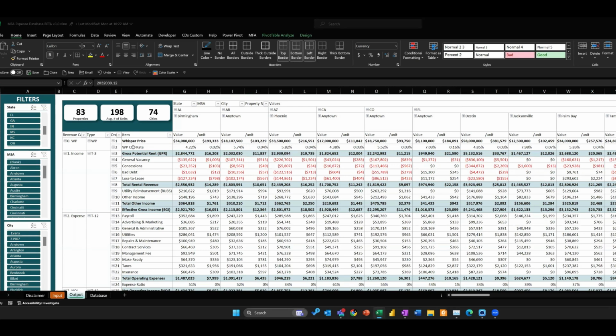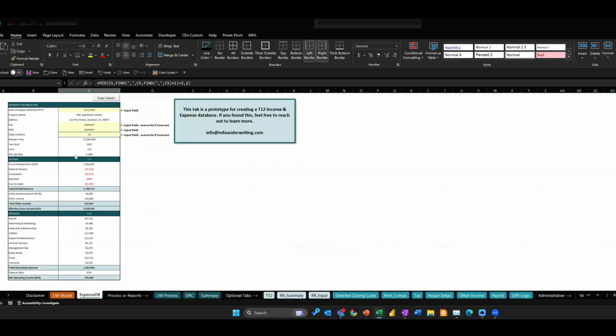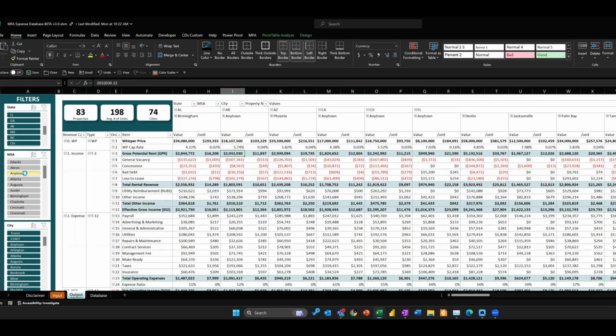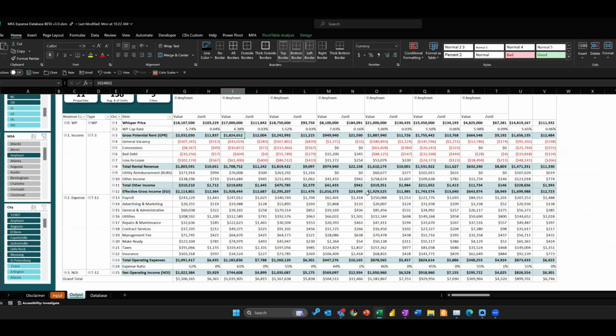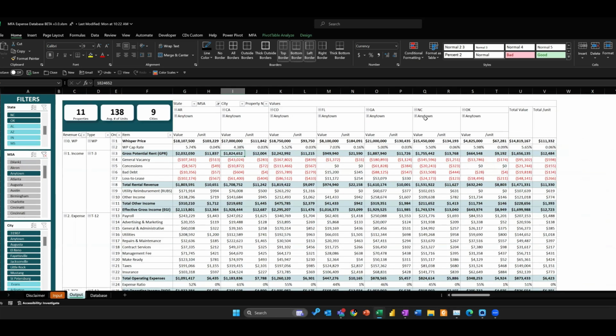I forget what I called it. MSA Anytown. There it is, Anytown. So this is the one I just added to the database. Oh, look, I've added it a few times as I've practiced, right? So this is my working file. But there you can see it's in there, Anytown, USA, California. So this is the one I just uploaded.